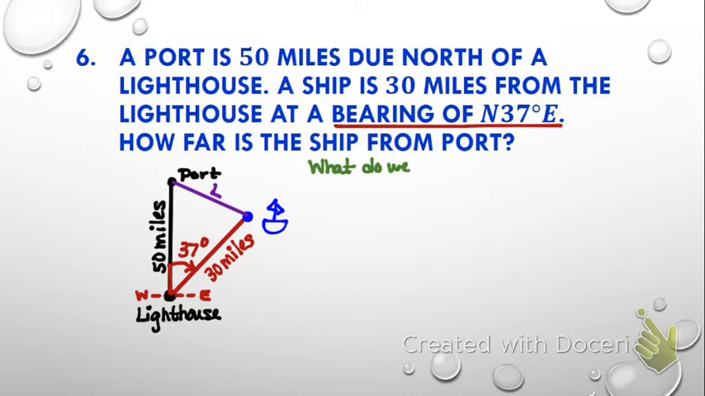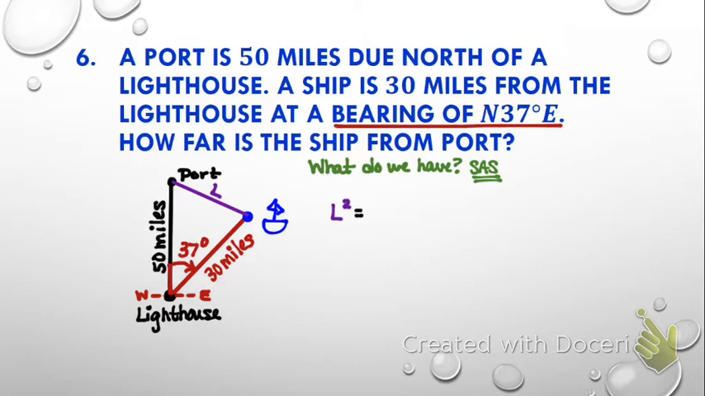Side angle side. We have side angle side. Side angle side is one of those times that we use law of cosines. We want to find L, which is a side or an angle? Side. So L squared is equal to what? How do I use side angle side with law of cosines to find a side?